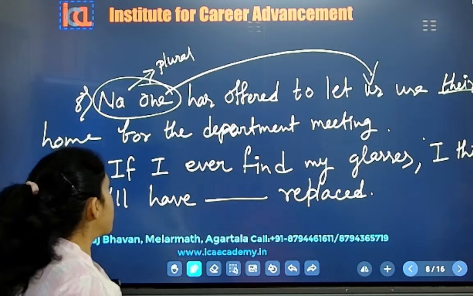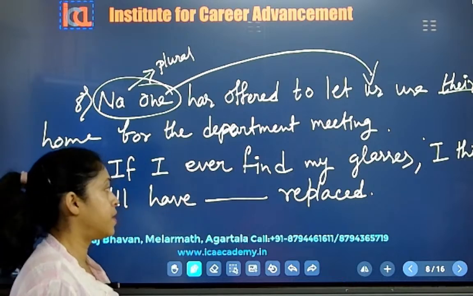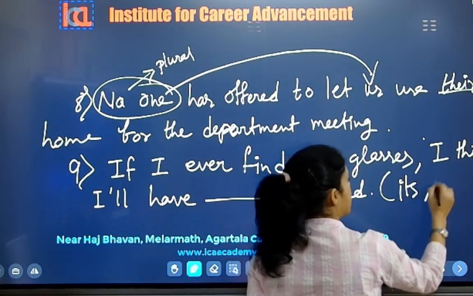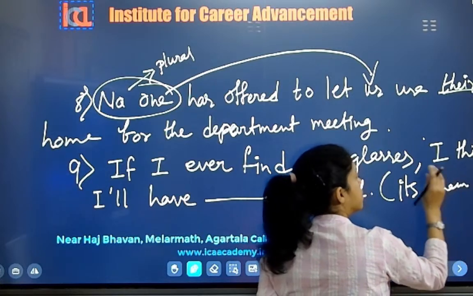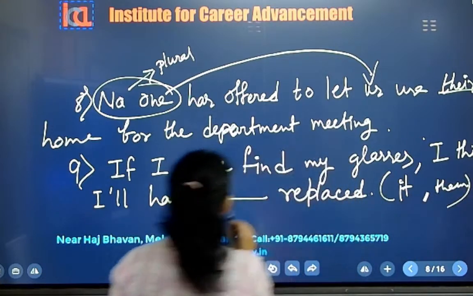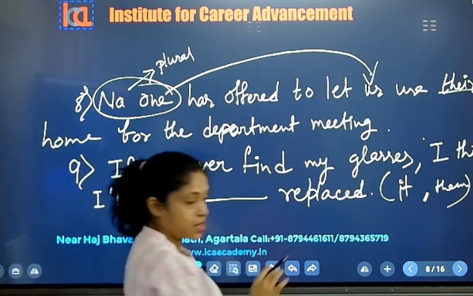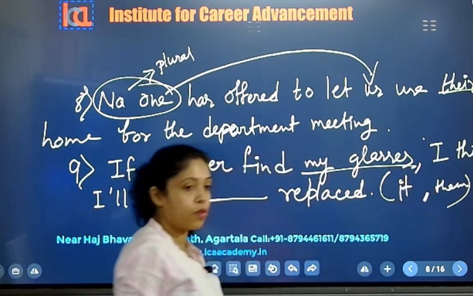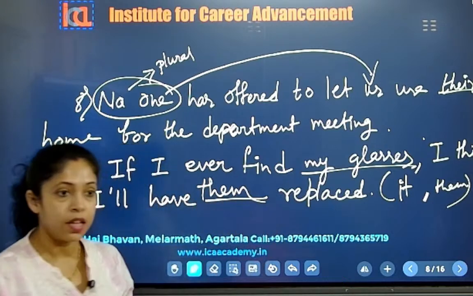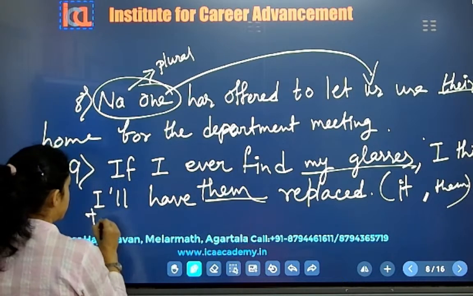If I ever find my glasses, I think I will have dash replaced. The options are it and them. Which one is referring here? I will have dash replaced. Which one? My glasses. My glasses is a plural word. So we will use here them. Plural.